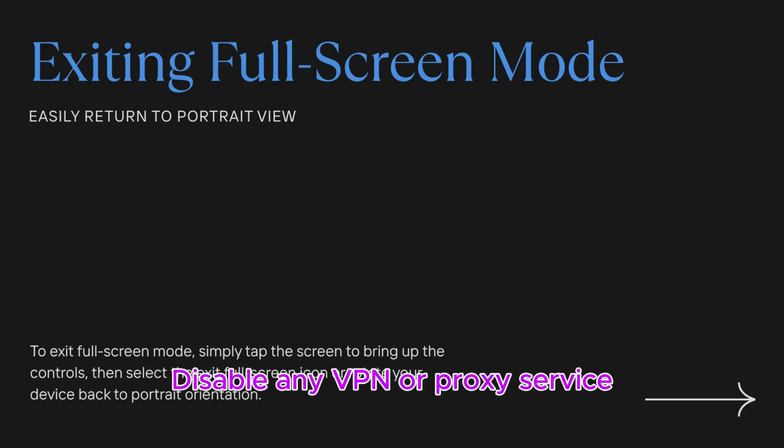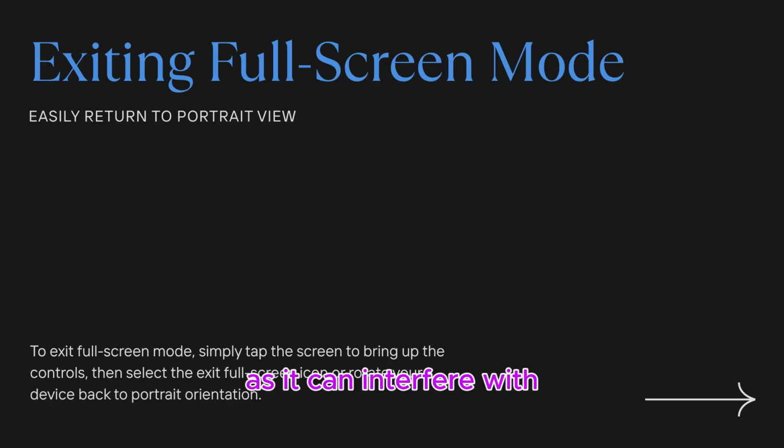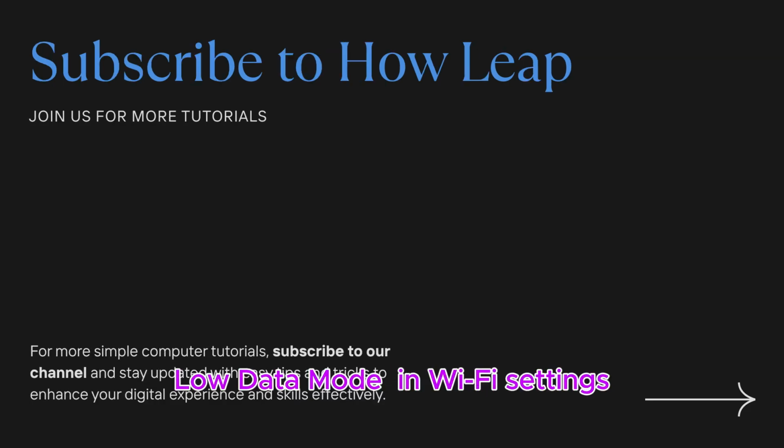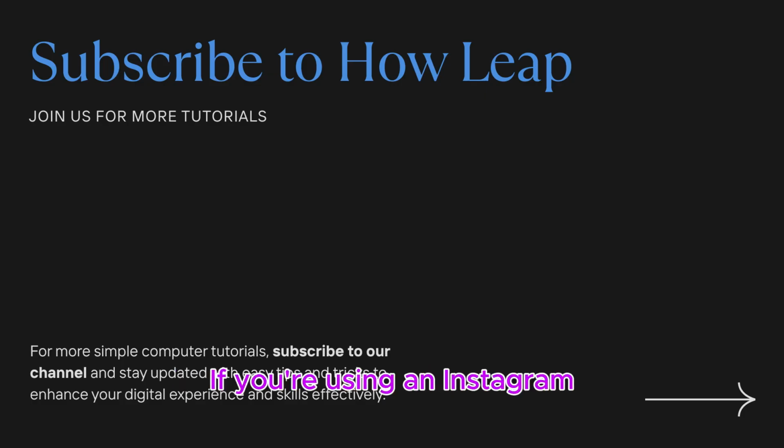Disable any VPN or proxy service you might be using, as it can interfere with Instagram's servers. For Android, ensure Data Saver is off in Instagram's app settings. On iPhone, disable low data mode in Wi-Fi settings. If you're using an Instagram beta version, leave the beta program and install the stable version.